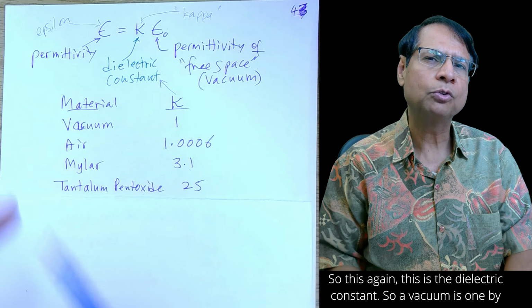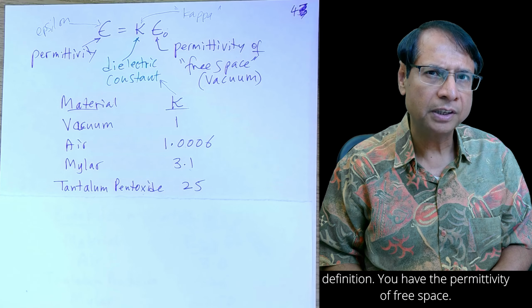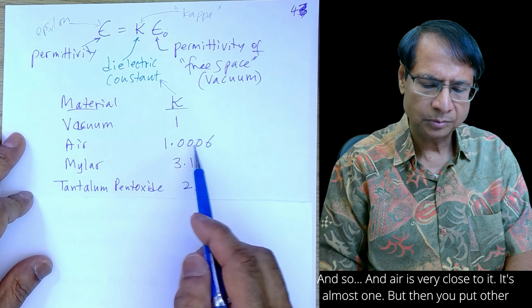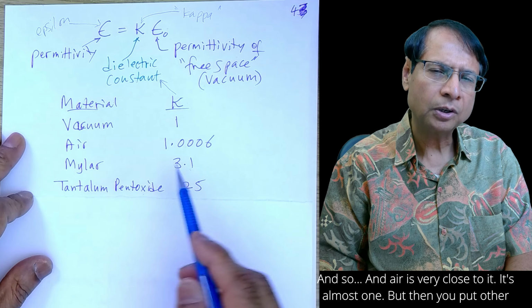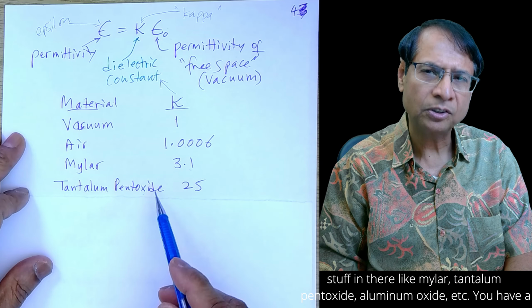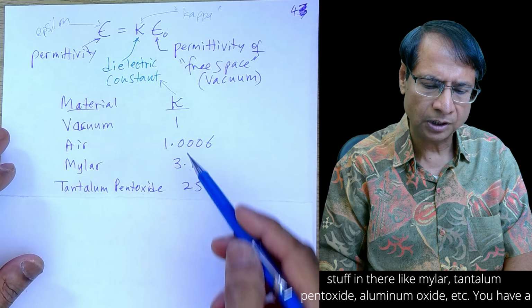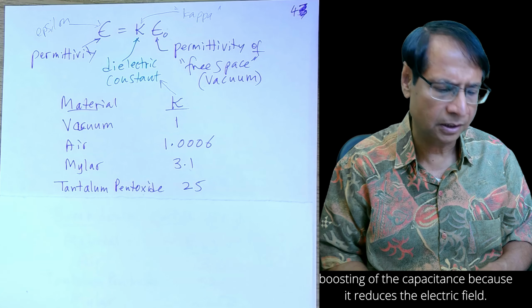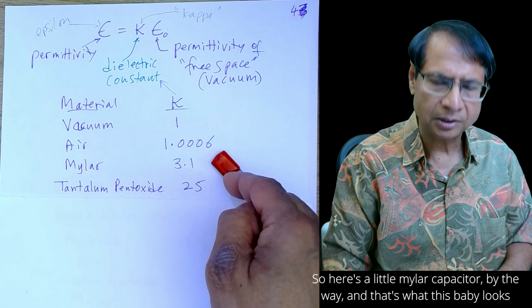So a vacuum is 1 by definition. You have the permittivity of free space. And air is very close to it. It's almost 1. But then you put other stuff in there like mylar, tantalum pentoxide, aluminum oxide, etc. You have a boosting of the capacitance because it reduces the electric field. So here's a little mylar capacitor, by the way. That's what this baby looks like.